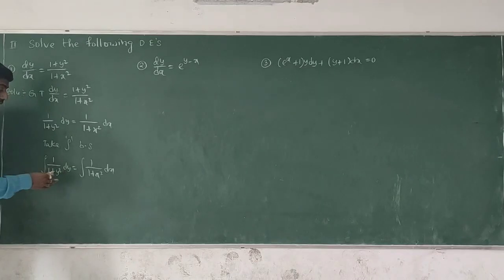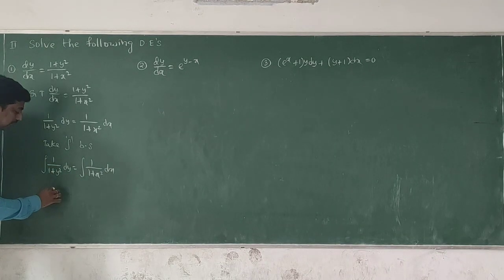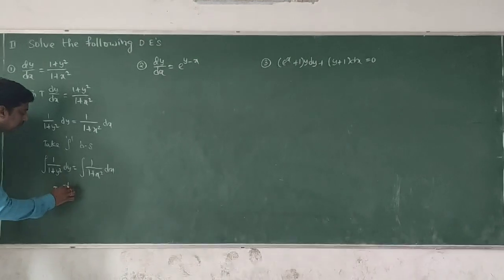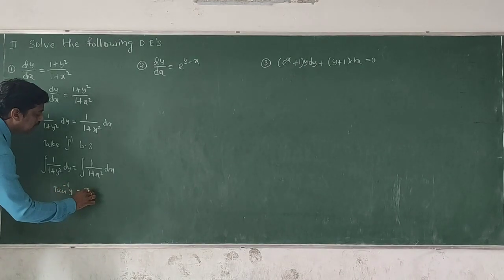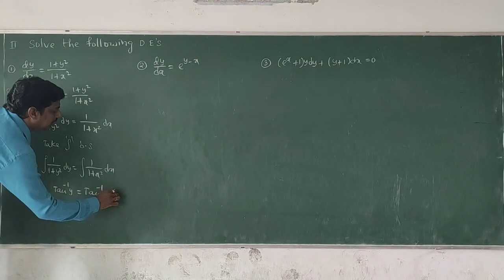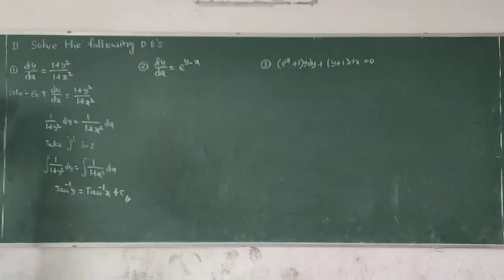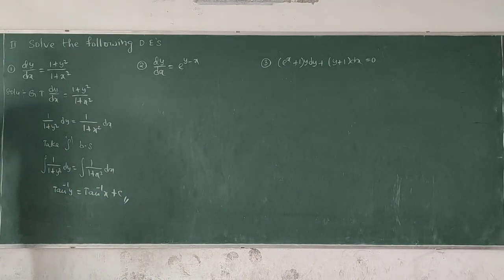Very good. This is in the form of the integration of 1 by 1 plus x square, which is tan inverse x. That's why this one is tan inverse y. So tan inverse y equals tan inverse x, write on the constant c. This one is the general solution.